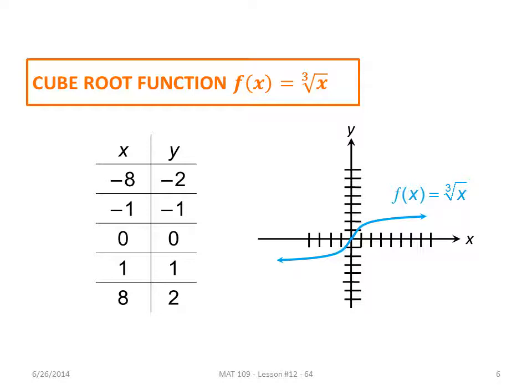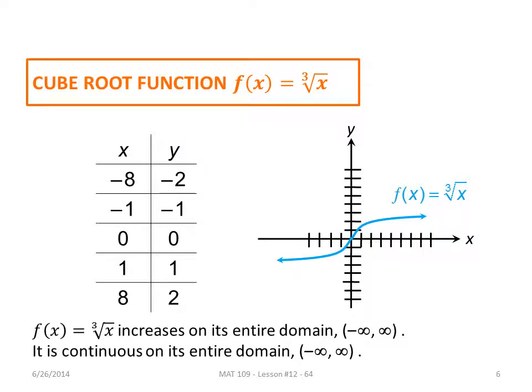It also has a distinctive S shape. Like the cube function had, the cube root function has an S shape also. There is actually a relationship between the cube and the cube root, which we'll talk about later when we talk about inverse functions. The domain of this function is, as always, -infinity to infinity. And the range is also -infinity to infinity. It increases over the entire domain. It's always going up. It is continuous over the entire domain.